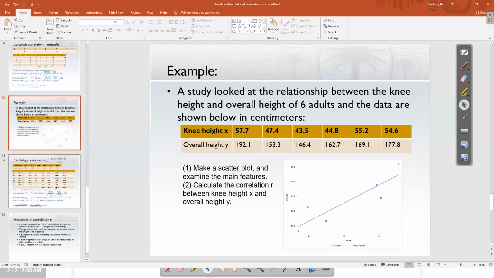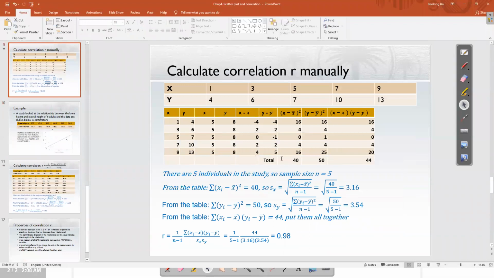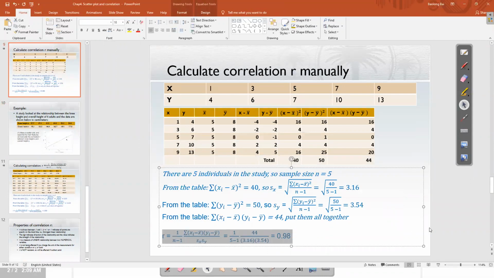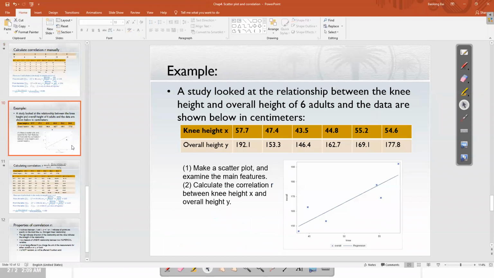So now let's go ahead and calculate the correlation. We can replicate the same process as we just did over here, right? We can generate a worksheet, and from the column totals of the last 3 columns, we can calculate the correlation eventually. Same process. We can calculate the correlation as 0.89. Is that close to what you had in mind?